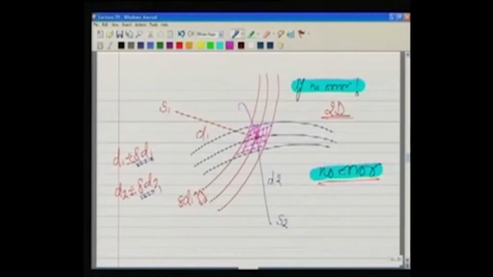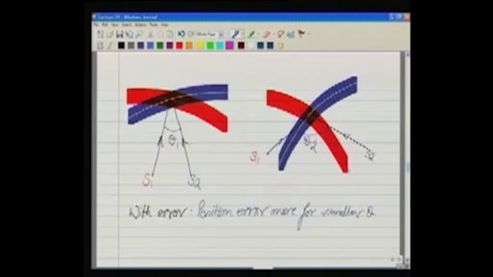Now let us see how this is affected by the geometry. Geometry means the angle between satellites with respect to the receiver. How is it affected? For that, consider the case where the angle between two satellites at the receiver is very small. In this case, the blue one is for satellite S2 and the red is the envelope of uncertainty for S1.